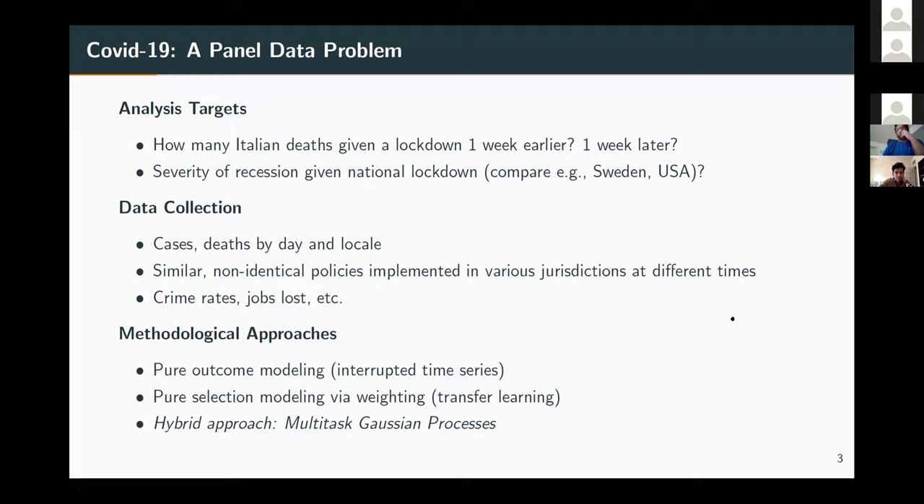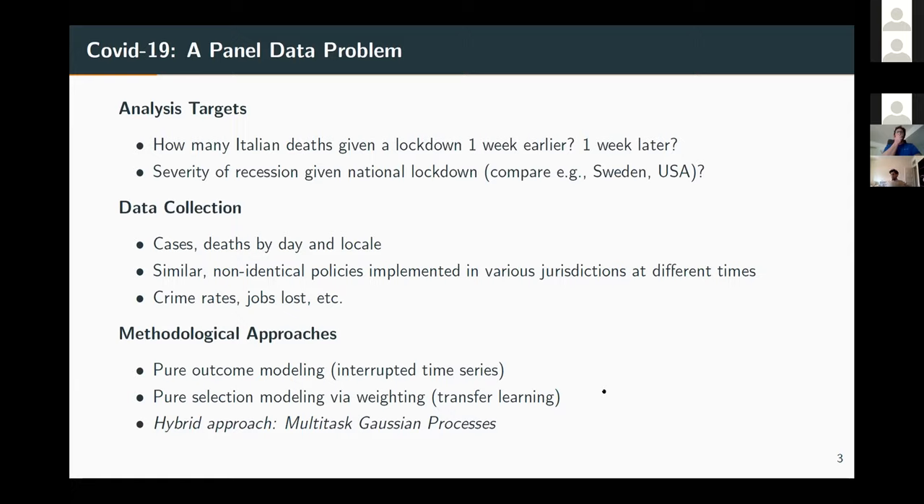So ultimately, what I'm describing, this type of data collection where data is collected for several countries or several states regularly over time, is known as panel data. There are a number of methods to try and estimate these sorts of targets. The two existing primary methods are outcome modeling, where you're tracking the outcome of interest over time for these several units and fitting a time series model.